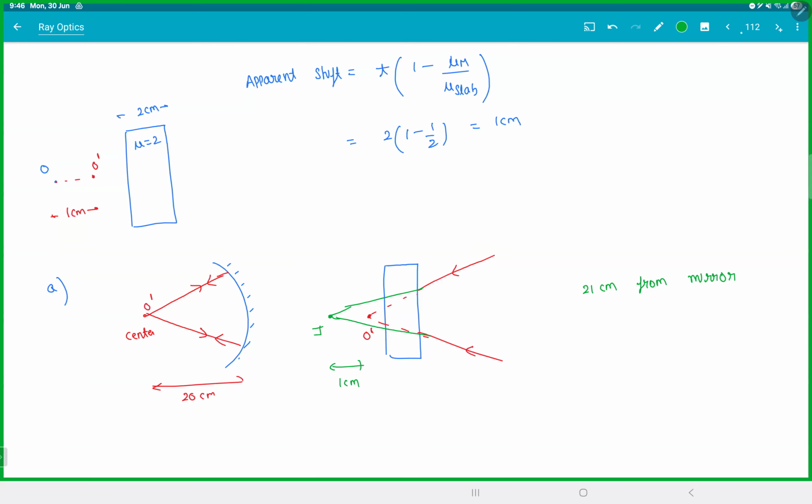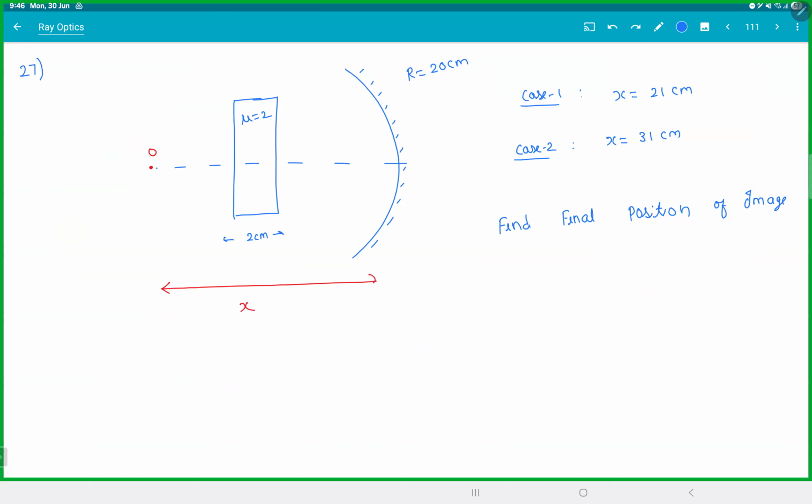Can you get the second one? I'll give you a minute. The 31 centimeters. Yeah, most of you got it. But others, try for a minute. Same question. If it is 31 centimeters, what do you do? The story is still the same.